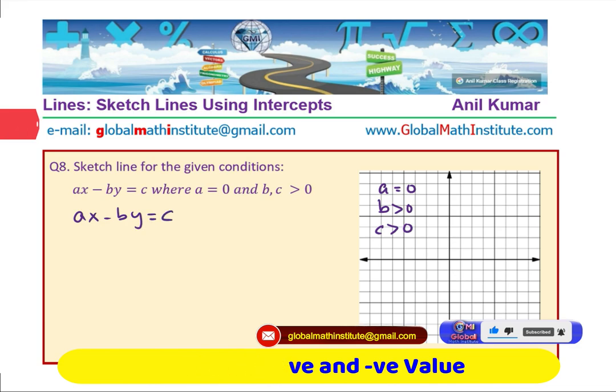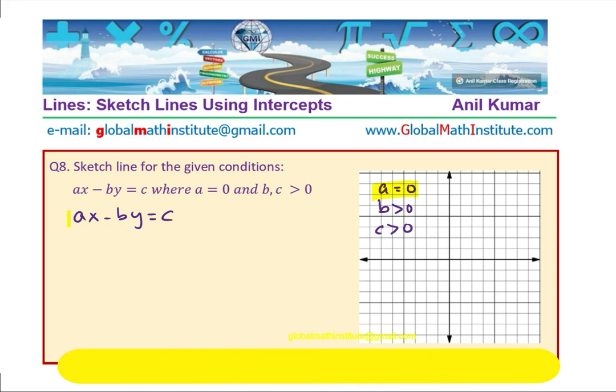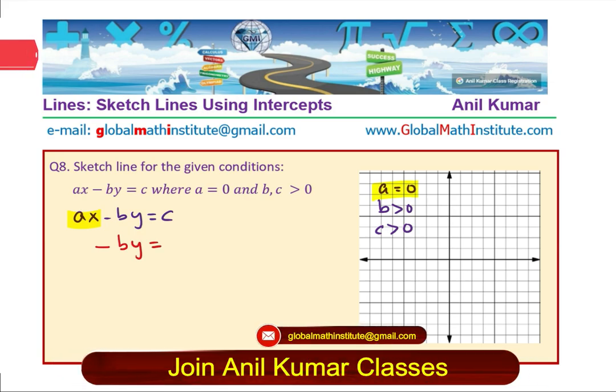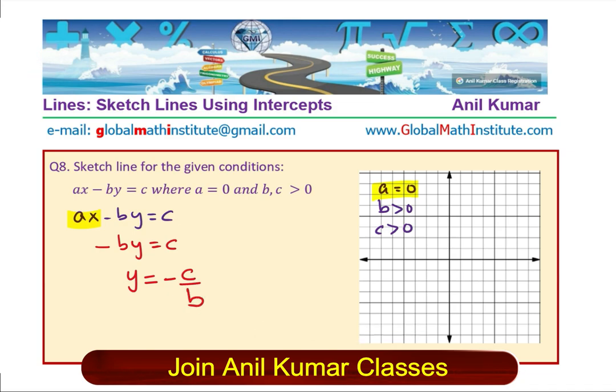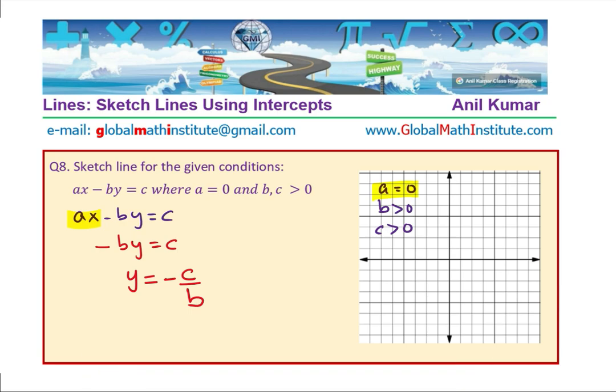Now if a is 0, it means what? Well, if a is 0, then the equation reduces to what? Minus by equals to c, correct? So now we have only equation minus by equals to c, which could be written as y equals to minus c by b, correct? So y equals to minus c by b, and here what do we know? We know both b and c are positive, right? So we know c is greater than 0, b is also greater than 0, so both are greater than 0. Therefore, the quotient will be greater than 0, and we see that y, which is equals to minus c by b, will be less than 0.